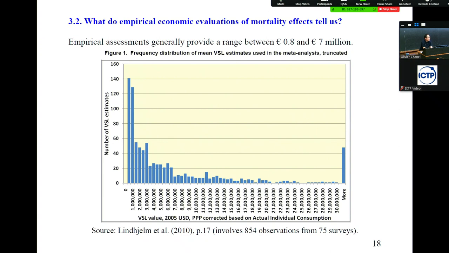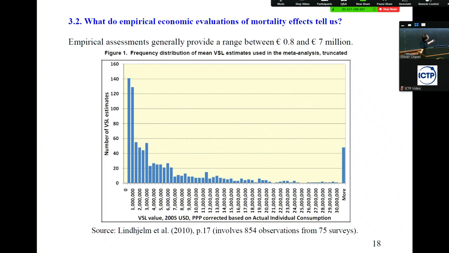So, second, what do empirical economic evaluations of mortality effects tell us? If you look at the literature, this is a histogram that is derived from a study done by Lindhjem, Navrud, and Braathen from OECD in 2010, but published in 2012, and I will present briefly the result after. It involves 854 observations from 75 different surveys. You see here the distribution of the value of prevented fatality.